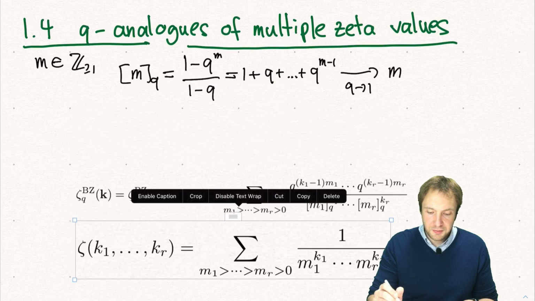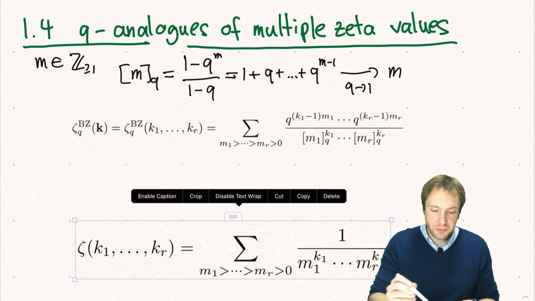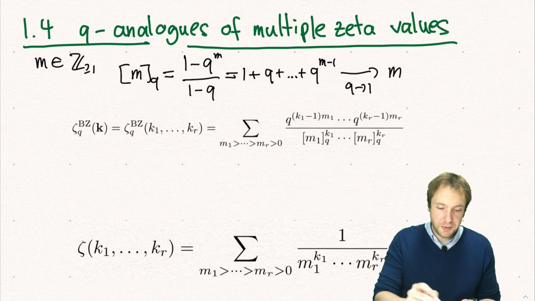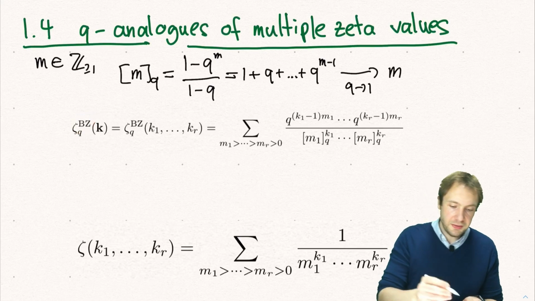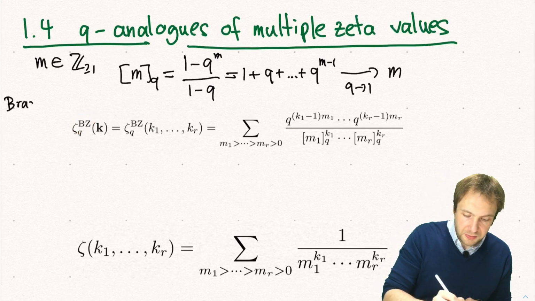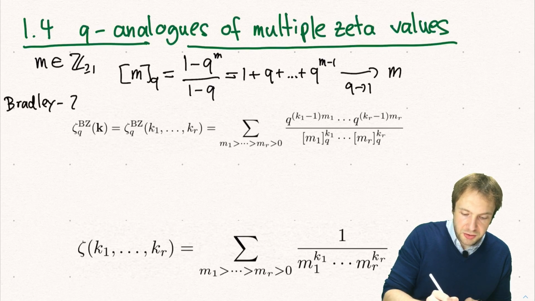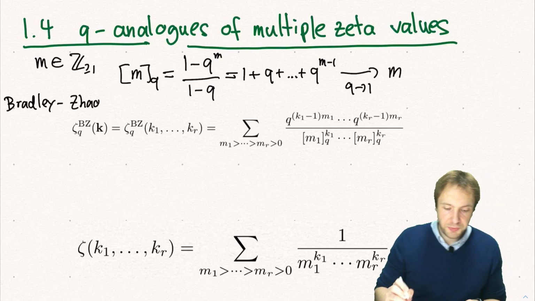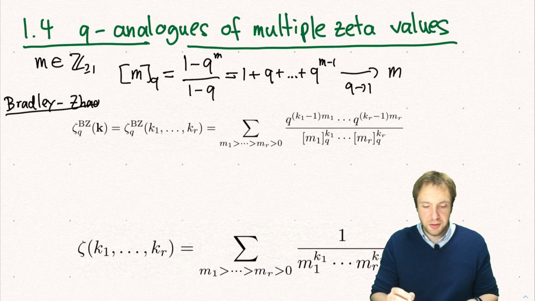was independently studied by Bradley and Zhao. So that's why I denote this by BZ here. So this is Bradley-Zhao. So this is the so-called Bradley-Zhao model.